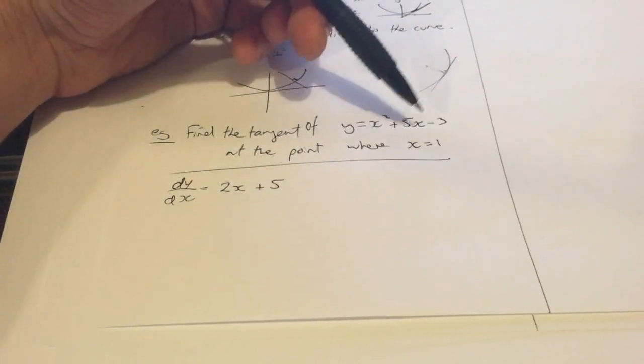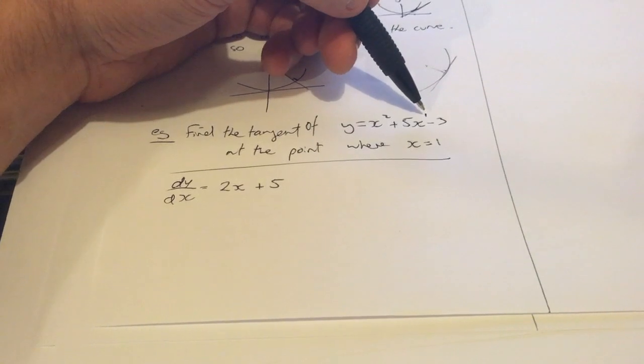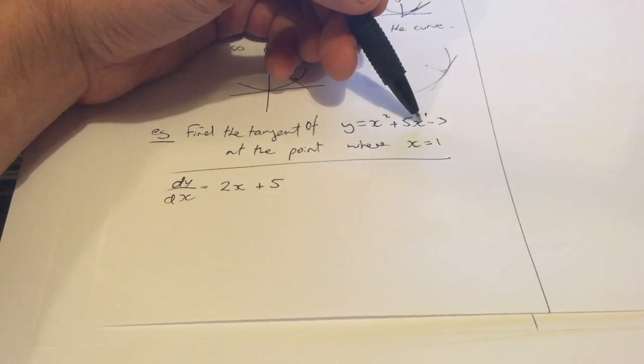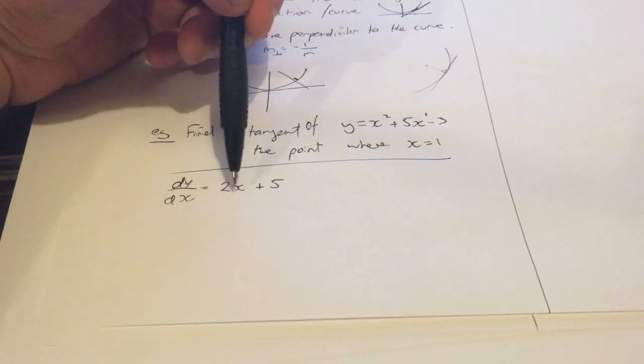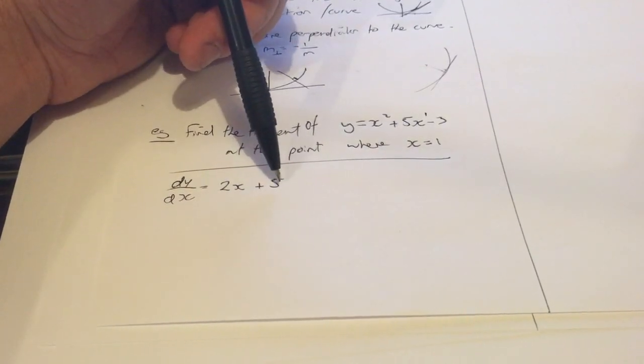Now, we haven't done this yet, but if you want to differentiate 5x, imagine that's 5x to the power 1. 1 times 5 gives us 5. Take 1 from the power of x, so it becomes x to the 0, and remember, anything to the power 0 is 1, so we just get 2x plus 5. So x terms just differentiate to give you the number.